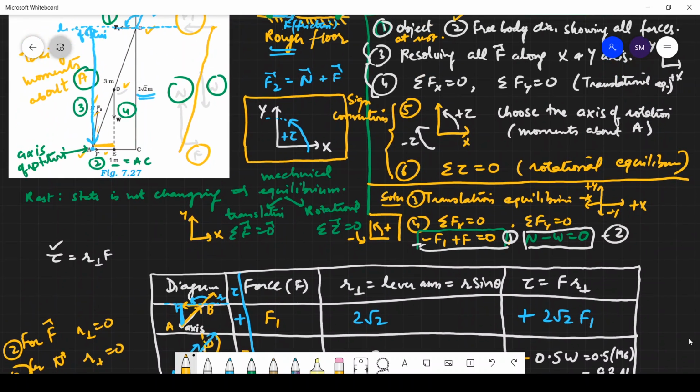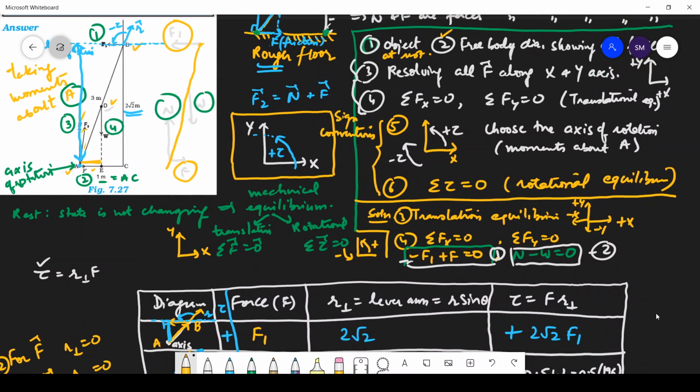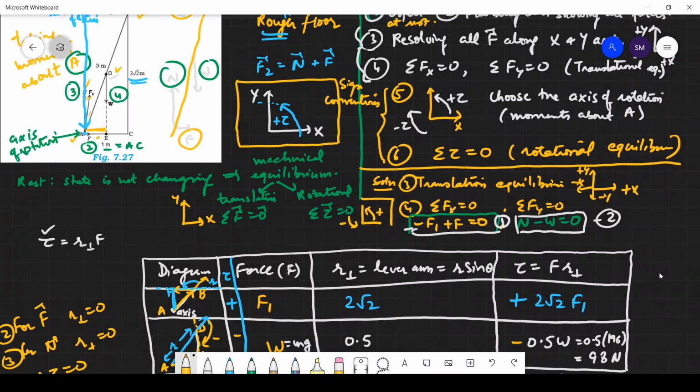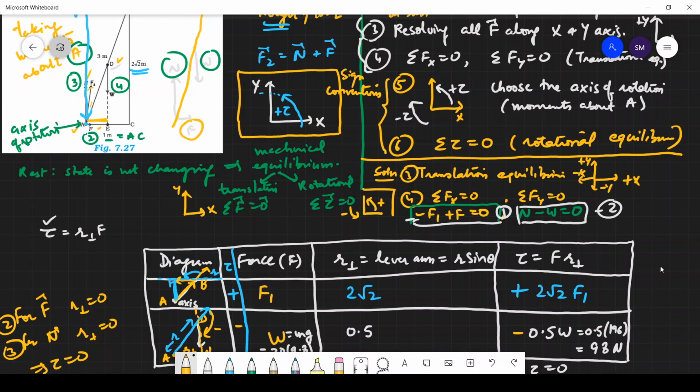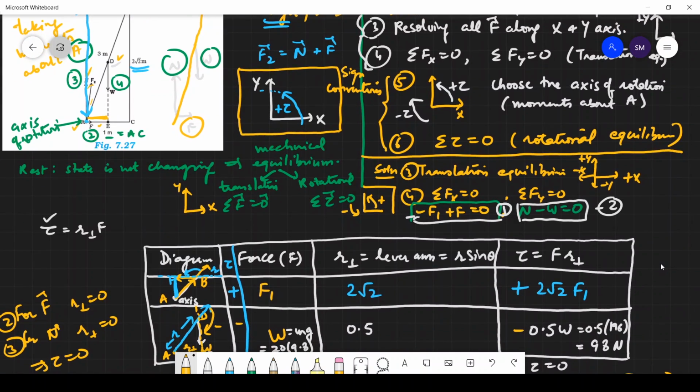Summation y. So here this force N minus W is equal to 0. So put the value of W over here also. And what is the value of N? N is also the same as W. So how is N the same as W? Put the value of W here. We have calculated 9.8. So N minus 98 is equal to 0. So what will you get? You will get N is equal to 98.